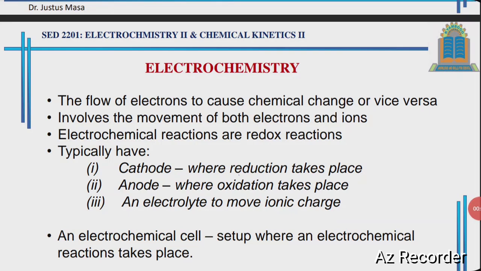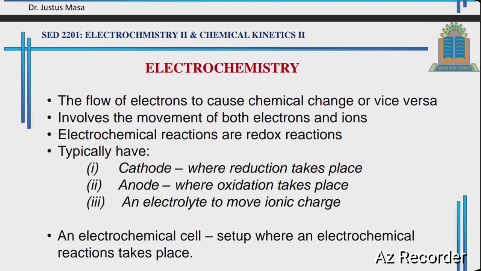Electrochemistry basically involves the flow of electrons to cause a chemical change, or a chemical change that causes a flow of electrons. So we'll have both of these things occurring during electrochemistry. We're talking about batteries, hydrogen fuel cells, lithium batteries, every kind of stuff. It involves the movement of electrons and ions, which are moving and causing these changes within the electrochemistry.